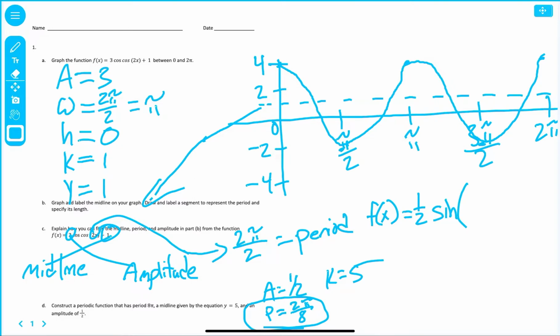Isn't it 8 though? Because 2 pi is from. What did it be? Or is it different?